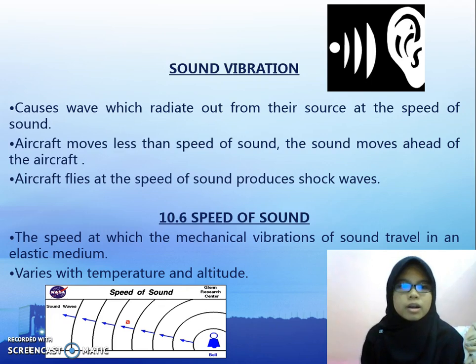Sound vibrations cause waves to radiate out from their source at the speed of sound. When an aircraft moves at less than the speed of sound, the sound moves ahead of the aircraft. An aircraft that flies at the speed of sound produces shock waves. The speed of sound is the speed with which the mechanical vibration of sound travels in an elastic medium. The speed of sound also varies with temperature and altitude.